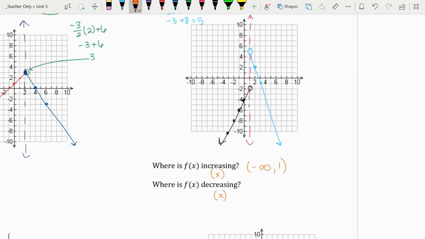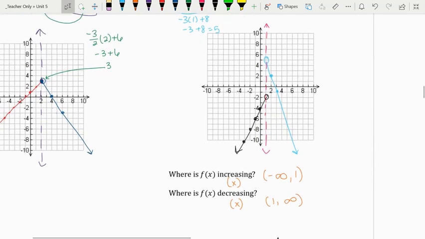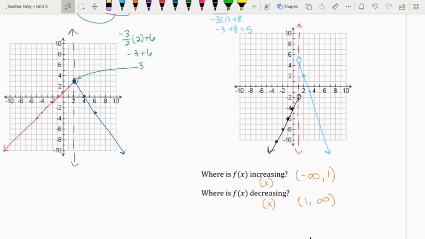The other side of it, if we read from left to right, would be decreasing. That one starts at 1 and it goes all the way to infinity. Remember, parentheses and you're talking x's. Okay, sometimes you will have brackets for these specific ones, but I'll talk about that once we get to it.